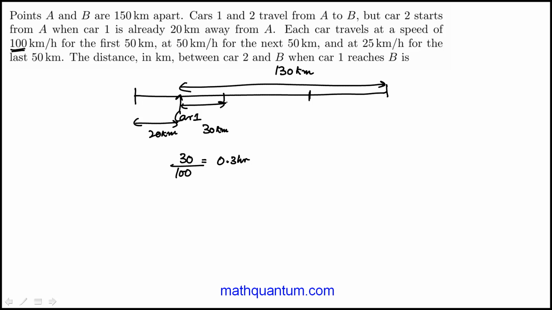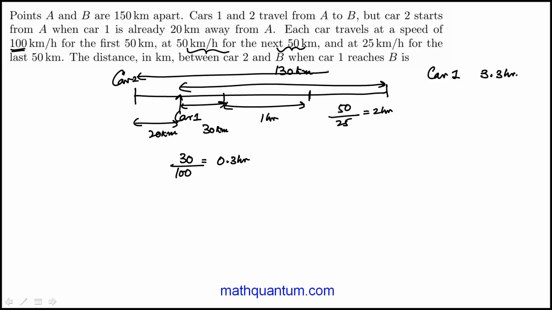Now for the remaining 2 sections of 50 kilometers here, for the next 50 kilometers, that would be 1 hour. And then finally, for the final 50, the time would be distance over the rate, so that's 2 hours. So car 1 will take a total of 3.3 hours. And car 2 then starts at this point. So the question is, how far does it go in that 3.3 hours?